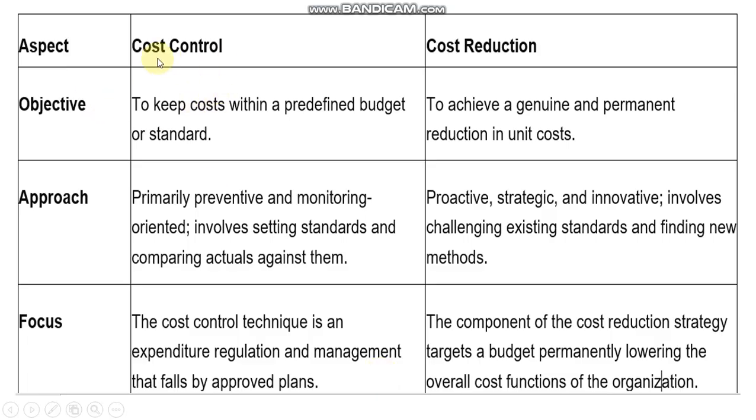Let us see the difference between cost control and cost reduction. Regarding the objective of cost control, they have to keep the cost within the budget. At any cost, they should not exceed that limit. So first they fix the standard. They try to keep the cost within the standard. Here, it is a genuine and permanent effort taken to reduce the cost per unit.